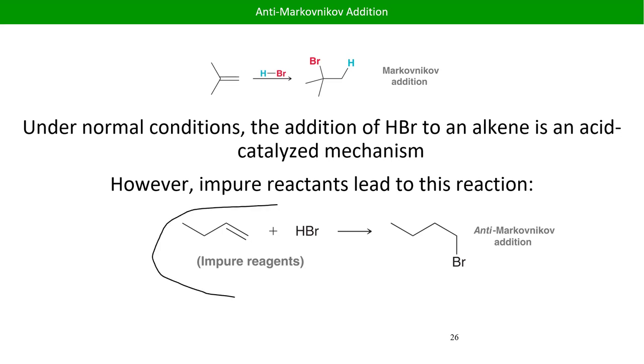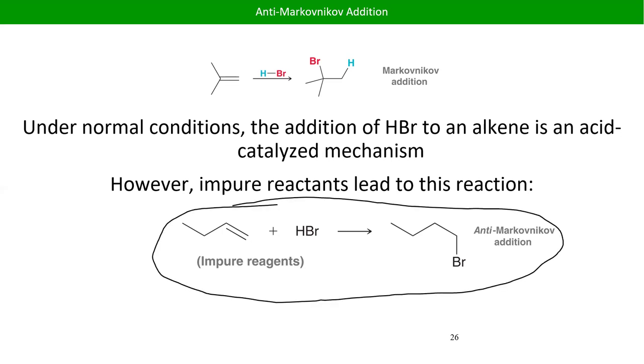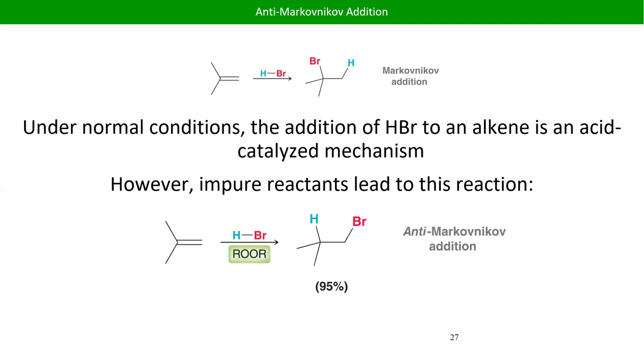But once we understand it, it's a really, really useful tool to be able to, just by adding a little bit of peroxide, get the reaction to go anti-Markovnikov. And it can really be any peroxide. And it's very selective.